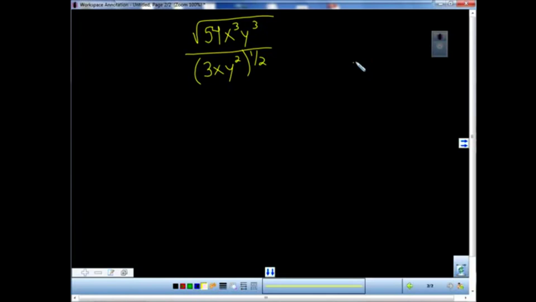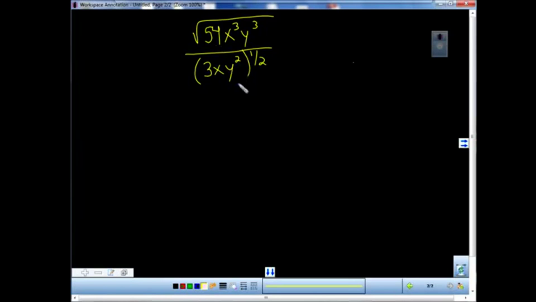Problem, we want to divide two expressions. One's in radical form, one's in exponential form. So what do I need to do first? Anybody know? Okay, so we have someone with the square root at the top. Well, I don't really want to touch that yet. What are you going to say?